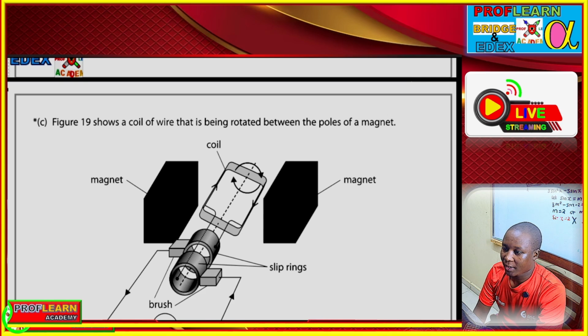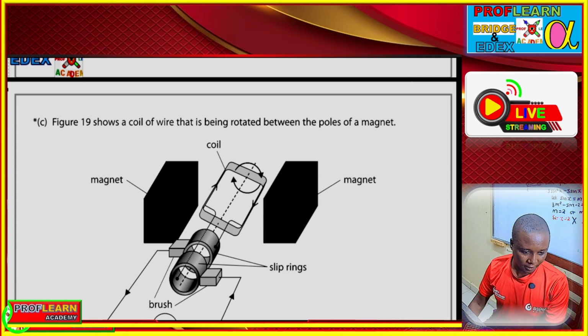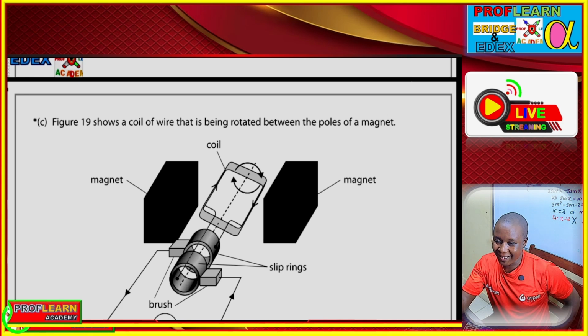It shows a coil of wire that is being rotated within the poles of a magnet. This is the generator Mr. F was talking about. And what is the purpose of the generator? The generator generates electric current. And under which mechanism does it generate current? It is through electromagnetic induction.